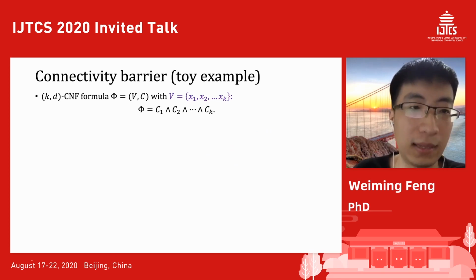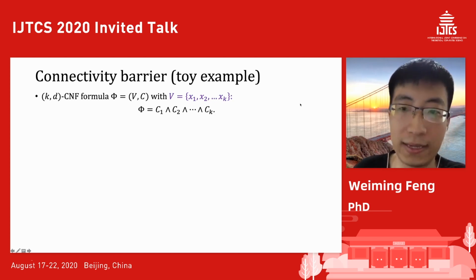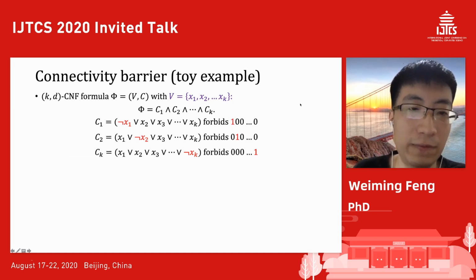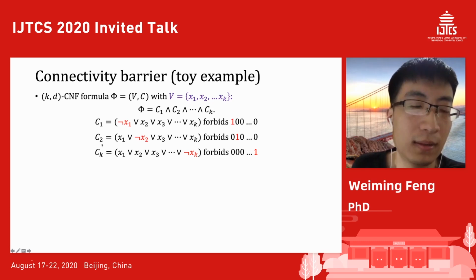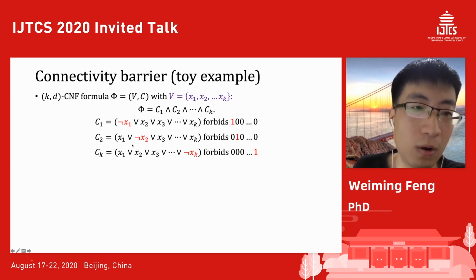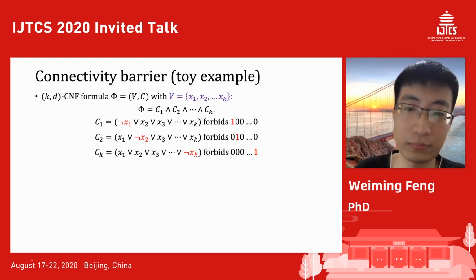Now, let's consider a CNF formula phi, which contains k variables, x1, x2 to xk, and also k clauses, c1, c2 to ck. Consider the following CNF formula. The first clause is the negation of x1 or x2 or x3 or xk. The second clause is x1 or the negation of x2 or x3 or xk. In general, the ith clause contains the negation of xi.